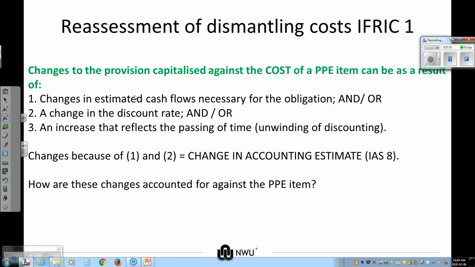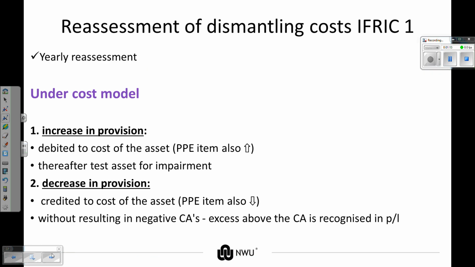Changes, however, due to one or two, will be accounted for as a change in accounting estimate, and IFRIC 1 will explain to us exactly how to account for these changes.